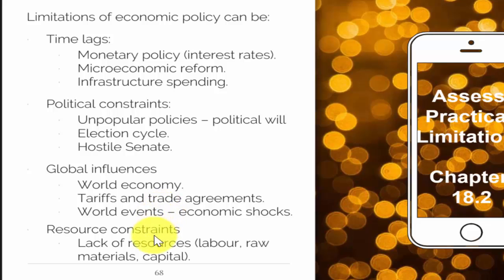And of course we've also always got resource constraints. We've only got so many people, we've only got so many raw materials and capital, so sometimes they're lacking, especially in the case of if some resources are depleted or in lower supply.